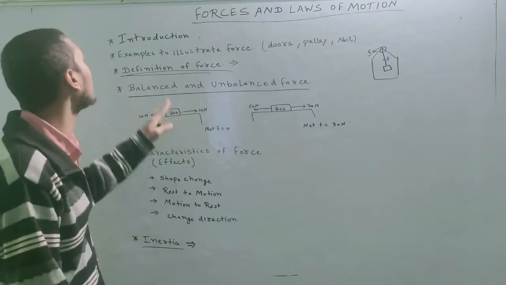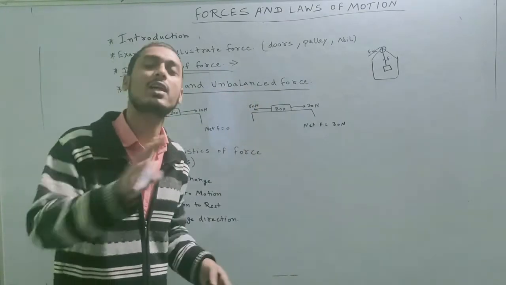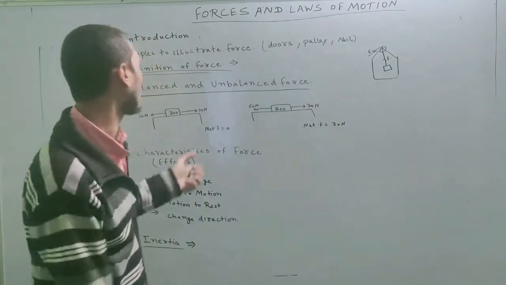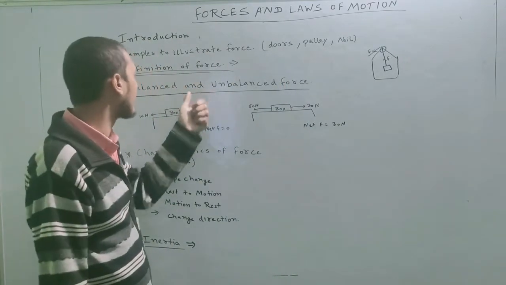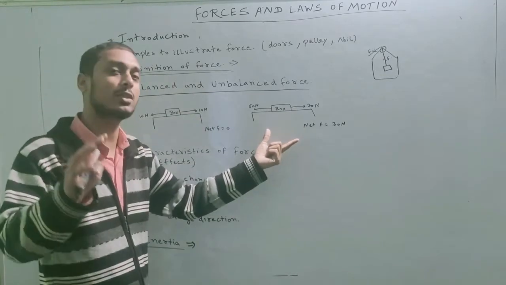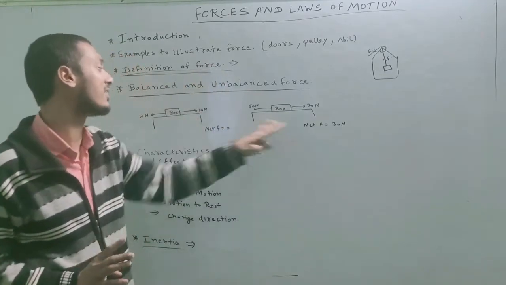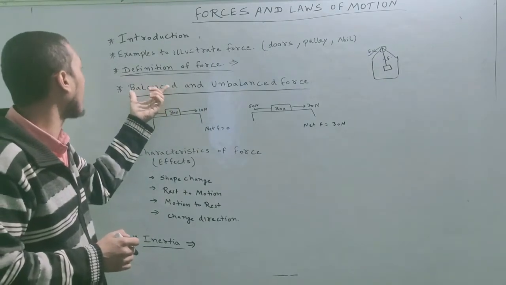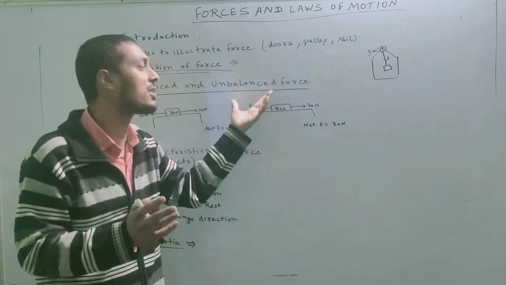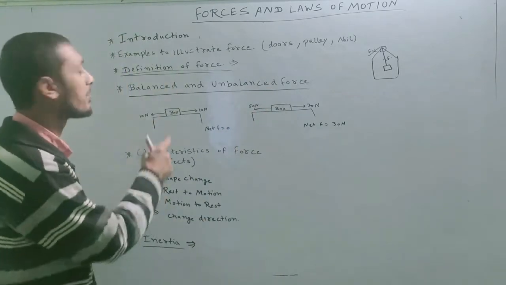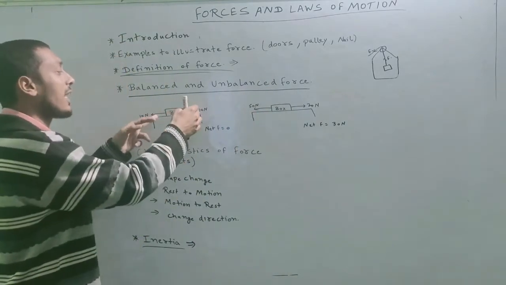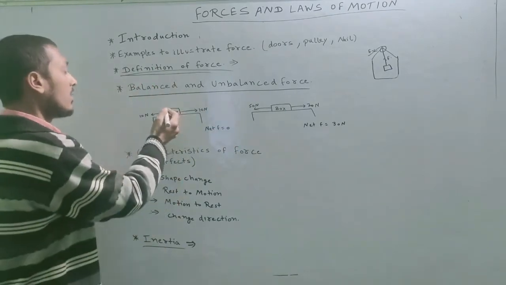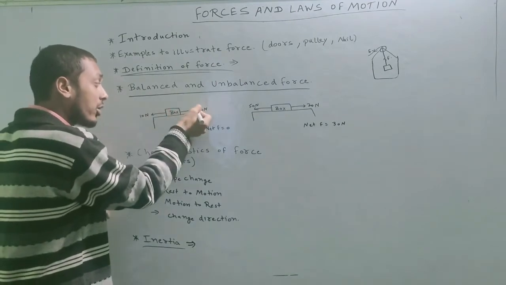You can see that these are two types of forces. There are many types of forces, but these are important types of forces. So let us understand this by an example. Then after that we will define it. First by example. Balanced, as the word looks, balanced means equal. Unbalanced means normally unequal. So suppose there is a box which is lying on a table. Two forces are applied on it.